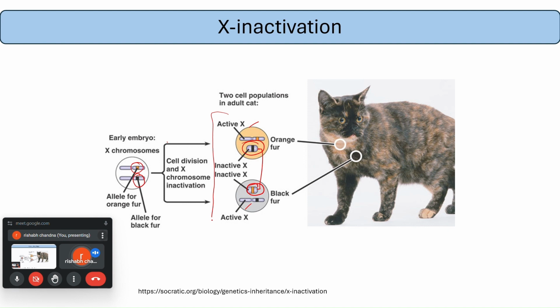Whichever becomes inactive leads to the expression of the other allele. If the black one becomes inactive, then the orange one will be expressed, and if the orange one becomes inactive, then the black one will be expressed. This leads to the formation of a chimeric kind of structure. As you can see, it has orange colored cells and black colored cells. So we have different kinds of cells depending upon which chromosome is being inactivated. This was the case with the cat.